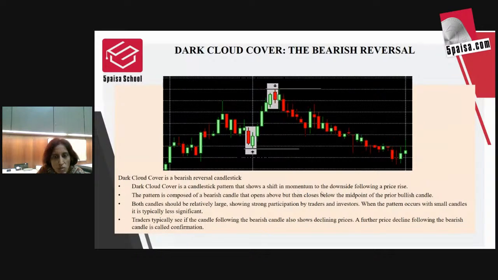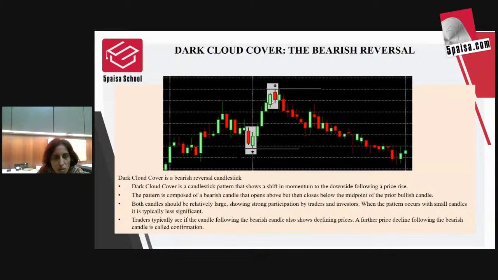So that shows a shift in momentum to the downside following a price rise, and the pattern is composed of a bearish candle that opens above, but then closes below the midpoint of the prior bullish candle. You see this, it closes below the midpoint of the prior bullish candle. This is very important for you to understand, that a price reversal is going to happen after this momentum. So the pattern is composed of a bearish candle that opens above but then closes below. As you can see, it closes below the midpoint of the prior bullish candle.